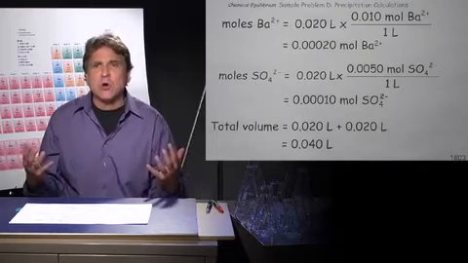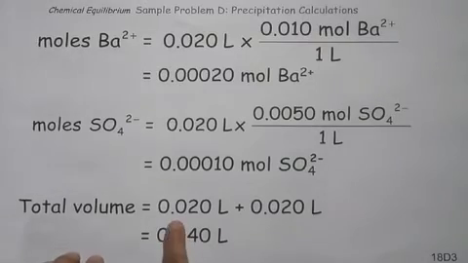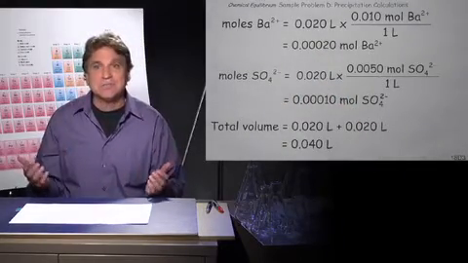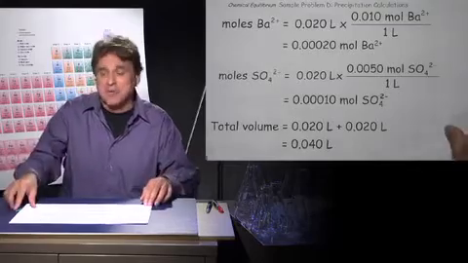Next, let's take a look at the total volume. What is it? Well, we get our total volume by adding up 0.020 liters plus 0.020 liters, and we get a total volume of 0.040 liters. All right, we have volume and we have moles. What do we find next? Molarity. You got it. Let's find the molarity.